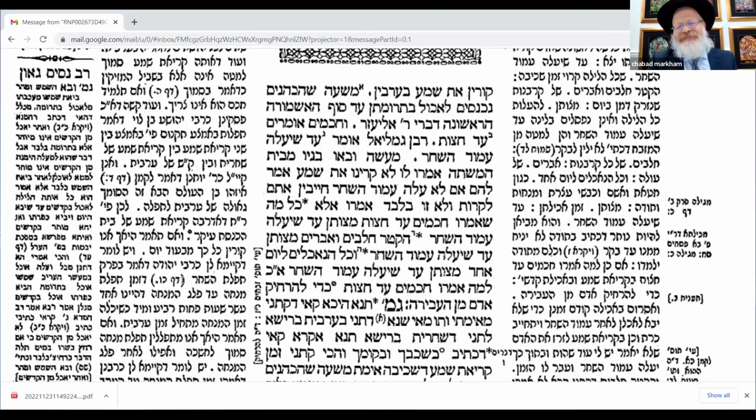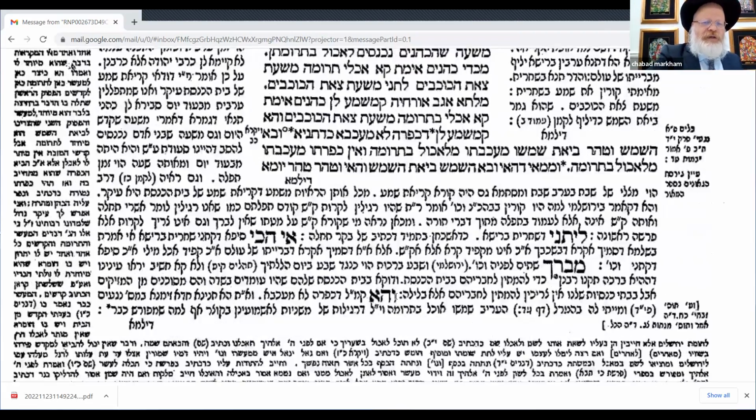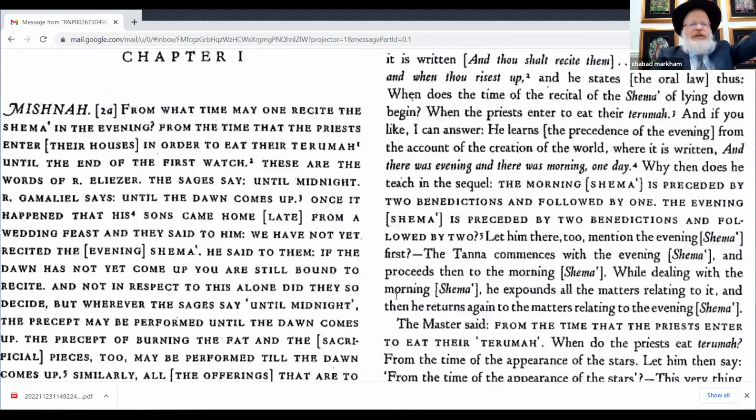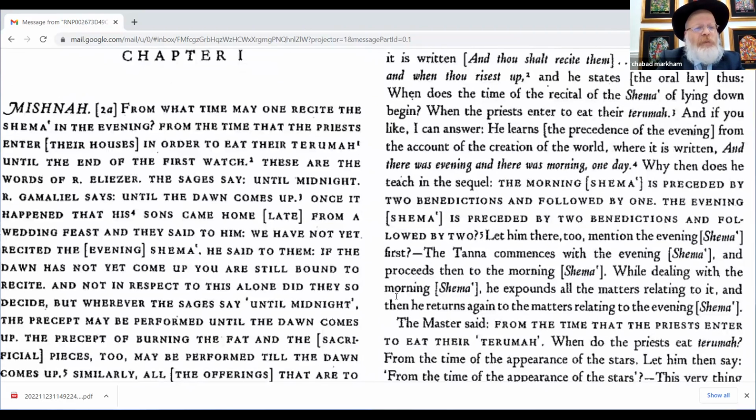That's what they settled. Right. And then, hold on, we're not finished. Then there's a third opinion. Rabbi Gamliel says, I'm going to look at it again in the English a little bit, just to give you a little bit of the English over here, you see? Let's see it again. These are the words. Rabbi Eliezer, the sages say, until midnight. And Rabbi Gamliel says, until the dawn comes up.